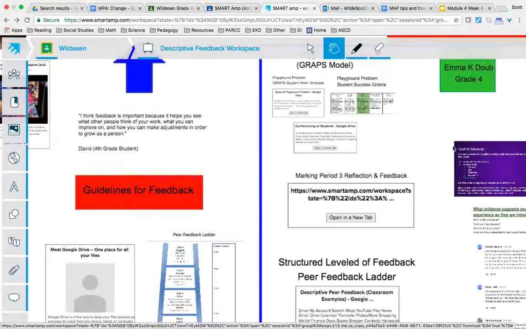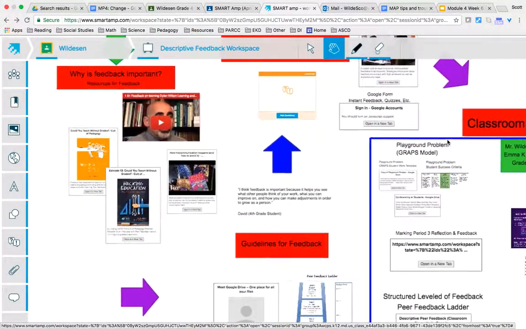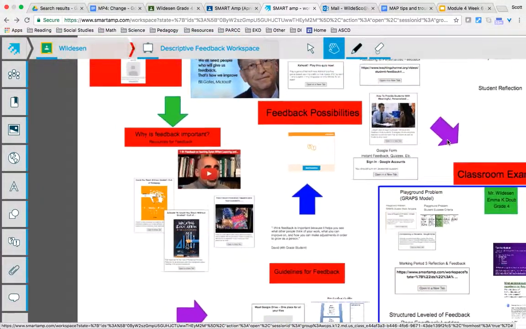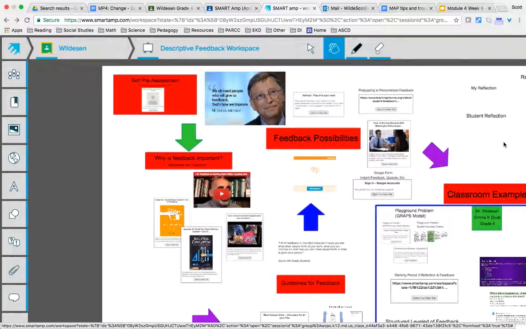So I think it's important to remember that students need clear, descriptive feedback in order to be successful students. As Bill Gates said, we all need people who will give us feedback, and that's how we improve. The common phrase I like to use with my students is fail forward, to learn from your mistakes, and as long as we give them clear, descriptive feedback, that is something that they can do.